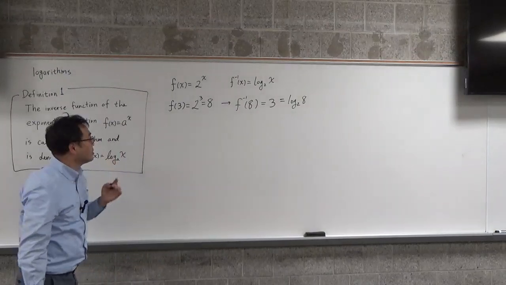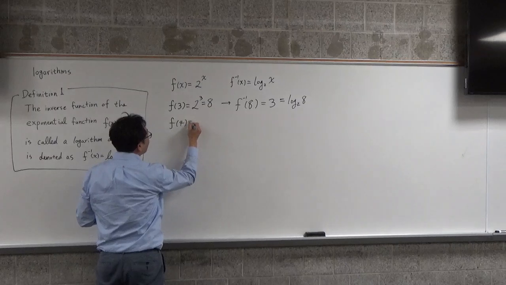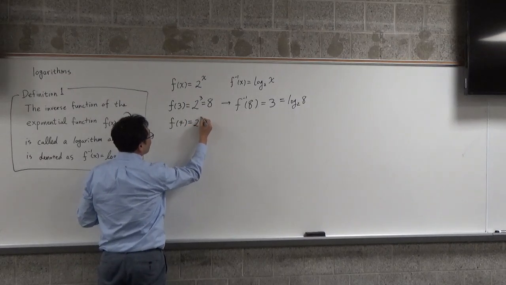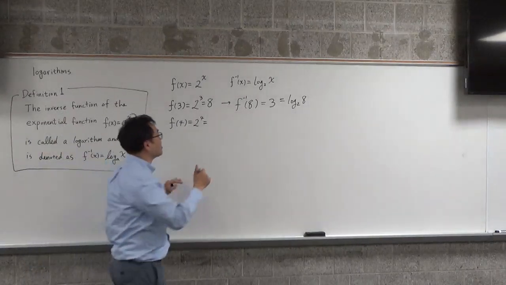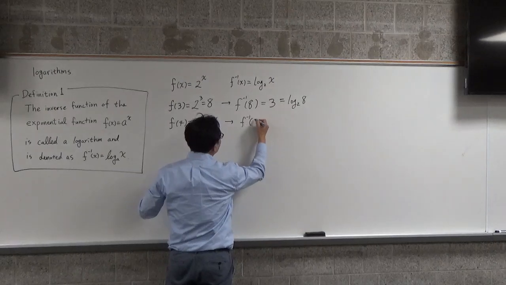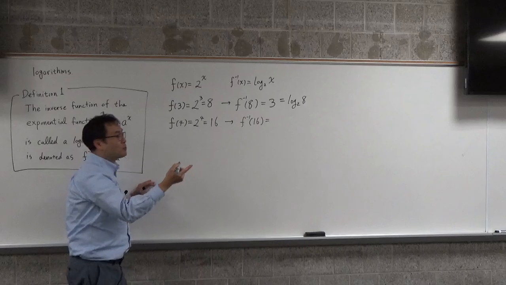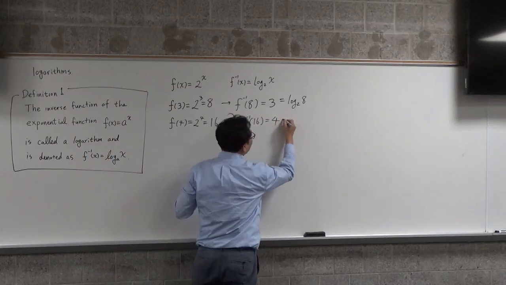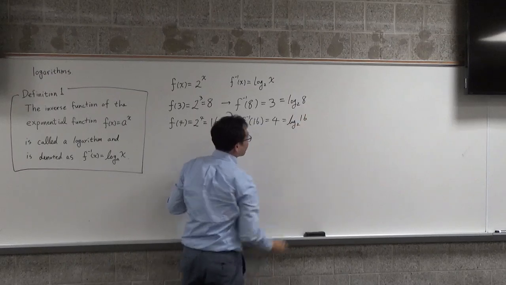Okay. So now f of 4 is 2 to the 4th power, which is 2 times 2 times 2 times 2, which is 16. Therefore, f inverse of 16 must be 4. And therefore, we know that log base 2 of 16 is 4. That's what we know.